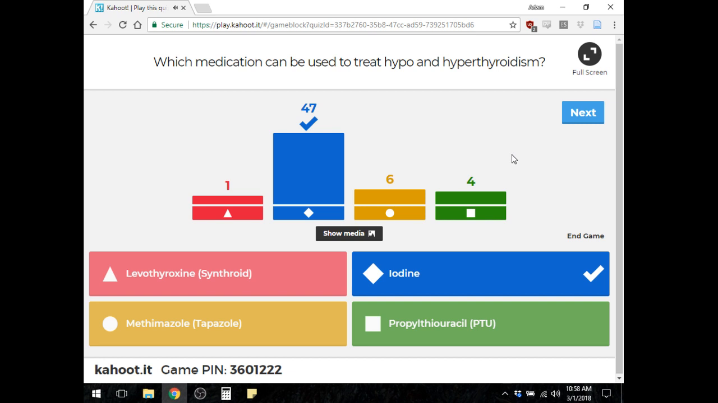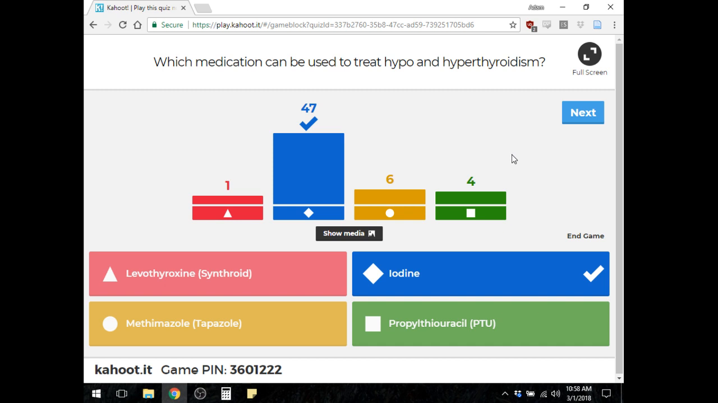All right, iodine. Yes, iodine in the right doses can stimulate thyroid hormone production. However, too high of a dose, you can actually suppress thyroid hormone production. Right. So it kind of is a double-edged sword there. It's all about the dose in that case. How about levothyroxine? What is that used for? Hypothyroidism, right? Because that is basically what?